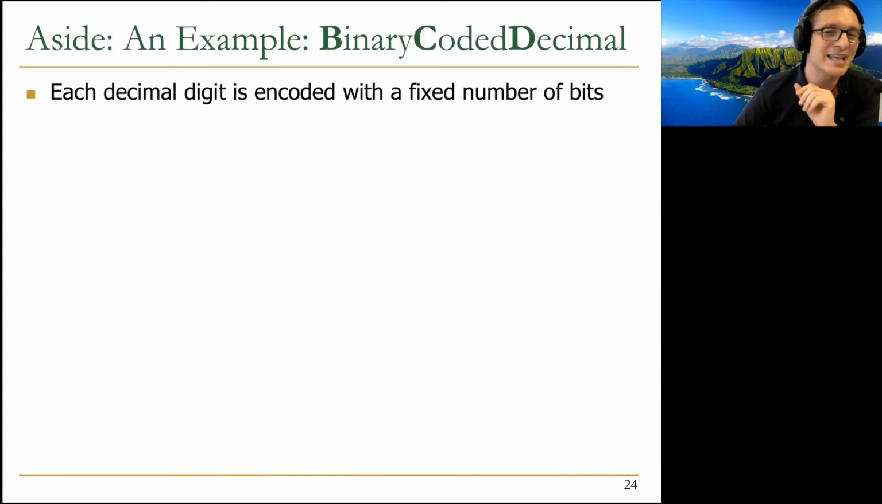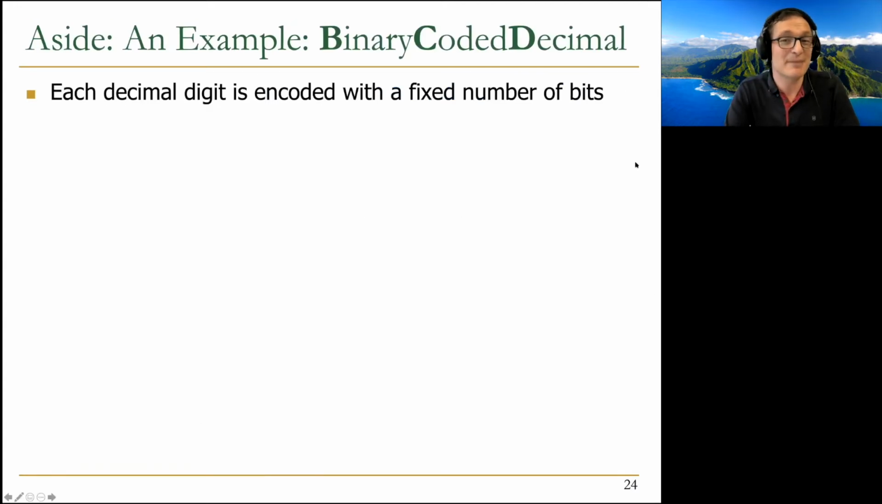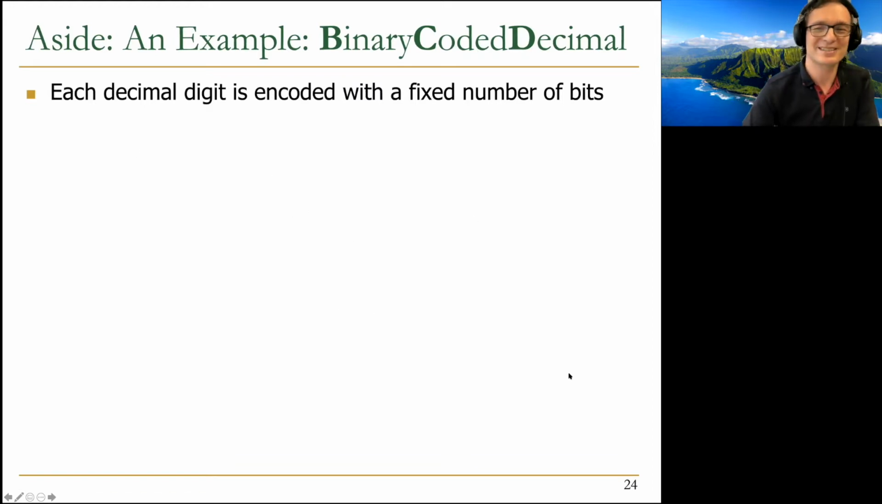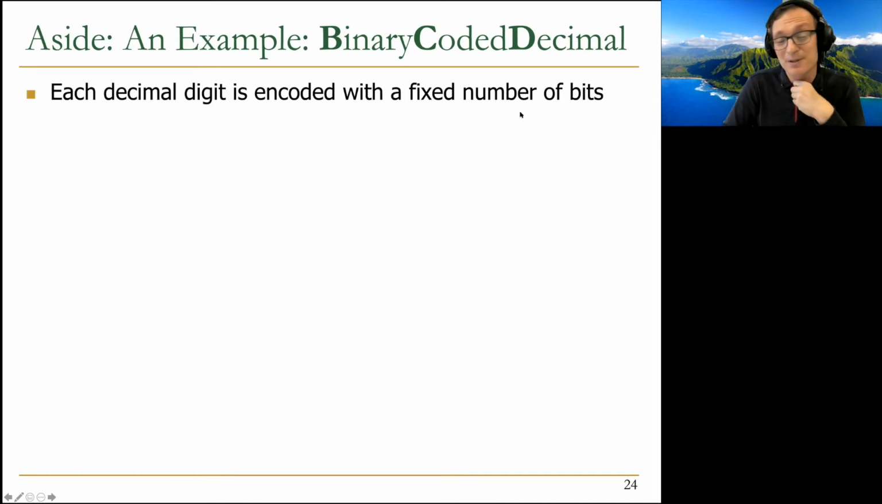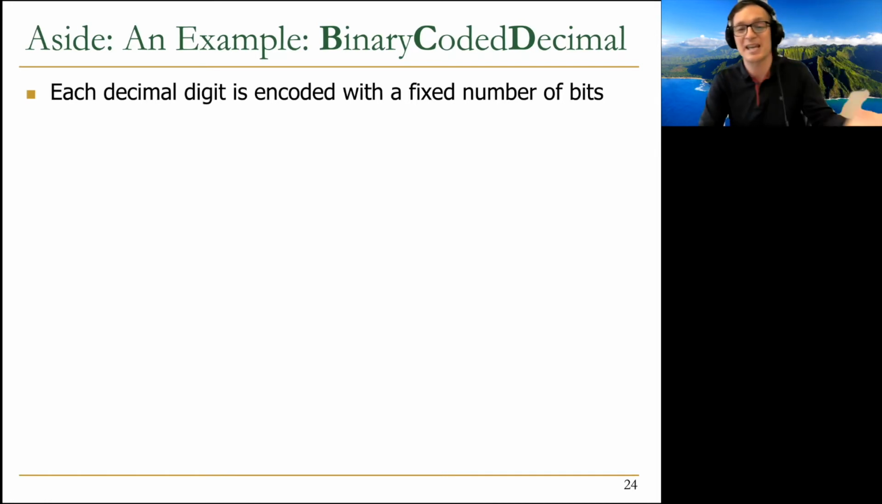Let me give you a funny example. This is a data type that was proposed by people. It is called binary coded decimal, BCD. Maybe some of you have heard of it. Has anyone heard of this binary coded decimal? Yeah, maybe, I don't know. Nobody is raising hands, so maybe not. This is maybe old. Essentially, each decimal digit is encoded with a fixed number of bits. And people thought that this was a good idea for displaying numbers, for example.